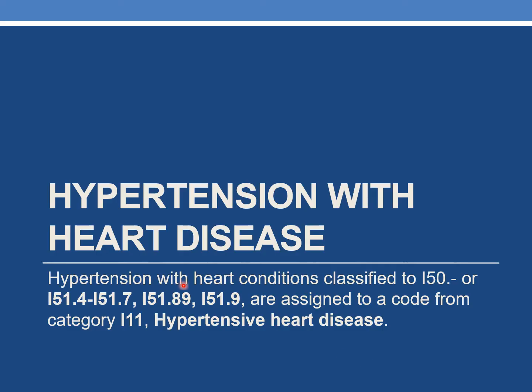So whenever hypertension is with these heart conditions that come under the I50 series, I51.4 to I51.7, I51.89 and I51.9, then you need to assign I11 for hypertension, not I10, which comes under essential hypertension. You need to assign I11 here. Whenever hypertension is associated with heart disease, you need to code I11, which is coded as hypertensive heart disease.